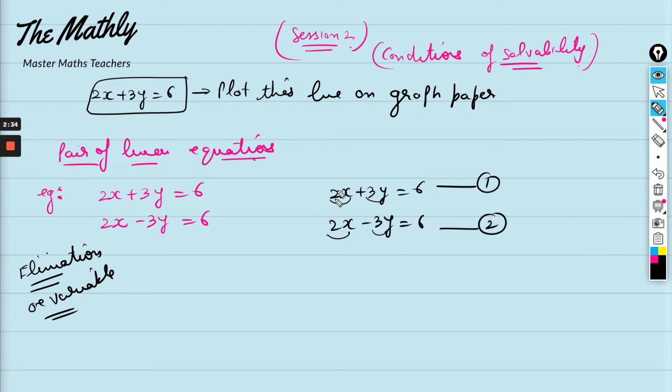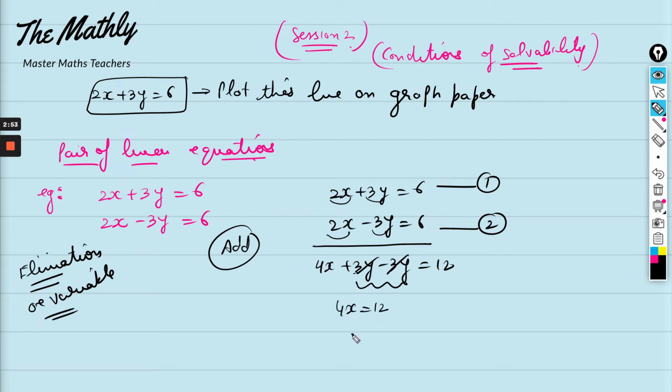Now if I add these two equations, what will happen? This will come out to be 4x, and 3y minus 3y cancels, equals 12. Can you see? They cancel out, and we eliminate the variable y and get the value for x. This method is known as the elimination method, right? Once we have the value of one variable, we can find the other by substituting it into any of the equations.